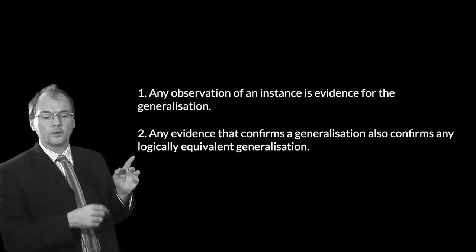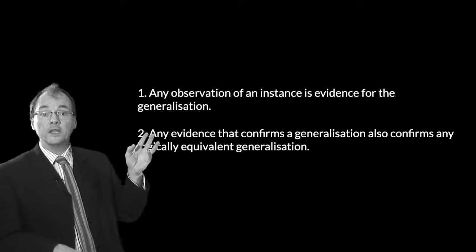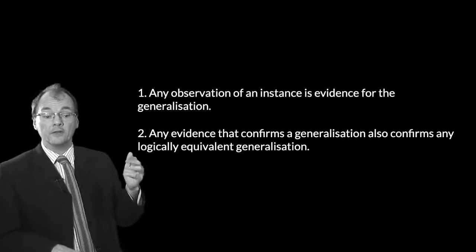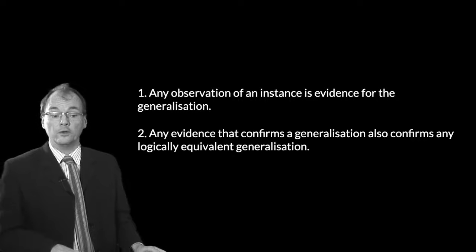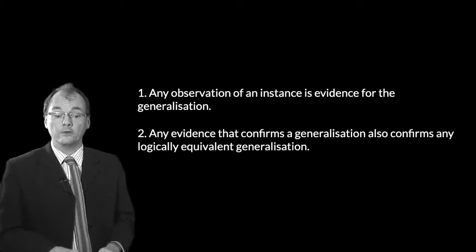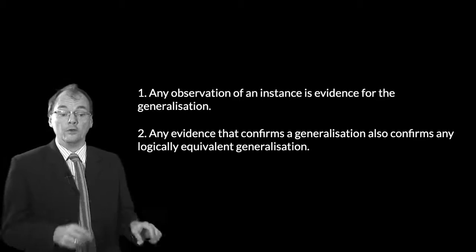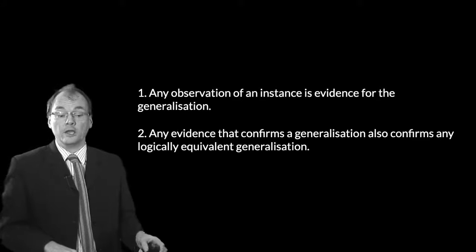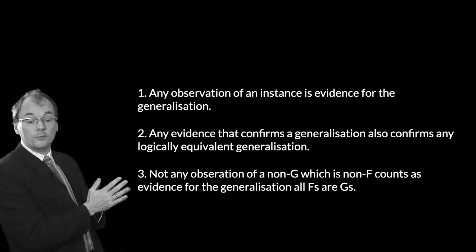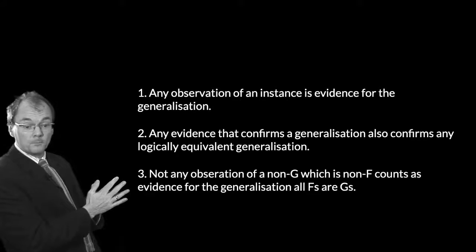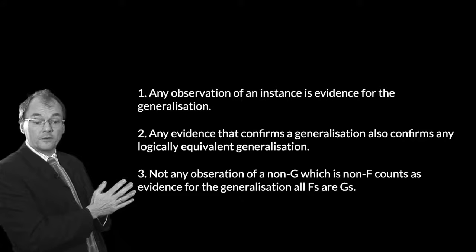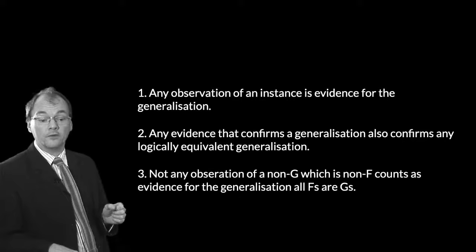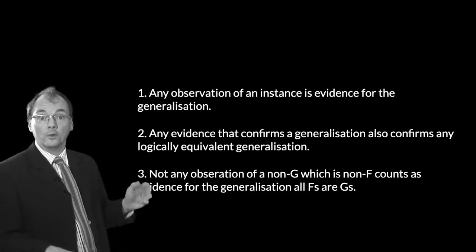We were working from the principle that any observation of an instance is evidence for the generalization, and that any evidence that confirms a generalization also confirms any logically equivalent generalization. And what we've shown is that if we accept both of those principles, then we get a contradiction when we add something that just seems manifestly true. Here's the thing that seems manifestly true: not any observation of a non-G which is non-F counts as evidence for the generalization that all F's are G's.